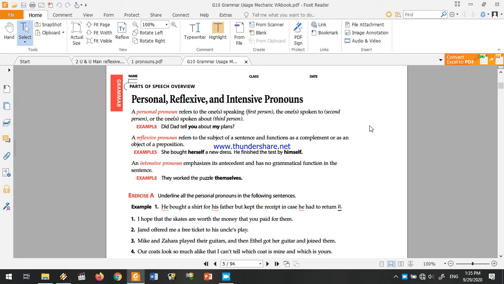An intensive pronoun, which is the third type. An intensive pronoun is basically a reflexive pronoun. However, it has no grammatical function. It is used as emphasis. So it emphasizes its antecedent and has no grammatical function in the sentence. For example, they worked the puzzles themselves. Here, we could just end the sentence after the puzzles. However, we added the pronoun themselves as emphasis only.